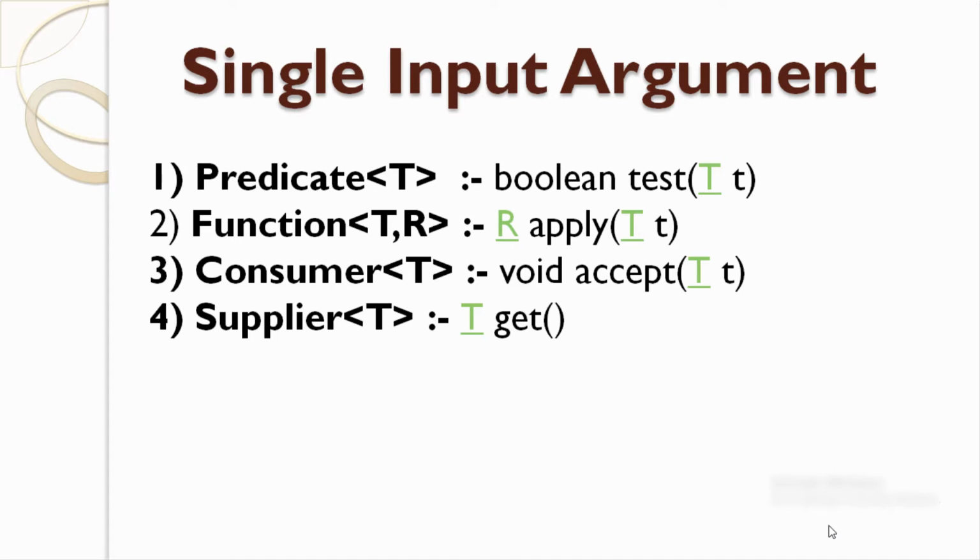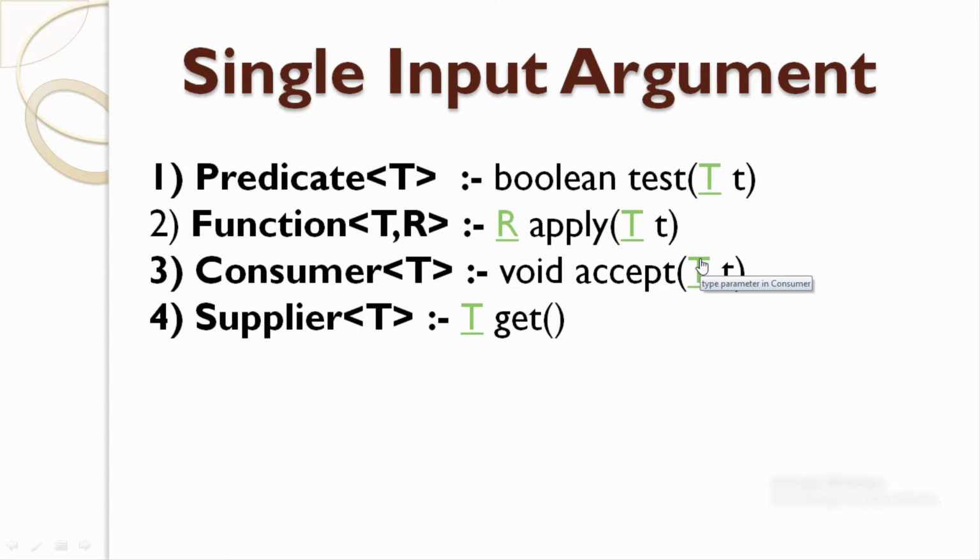So friends, in the previous videos we saw predicate, function, consumer and supplier. But we saw that all the methods like the test method, apply method, accept method take only one argument, right? This argument T. So today we will see the scenario where we need to pass two arguments. So we have functional interfaces that can take two arguments.